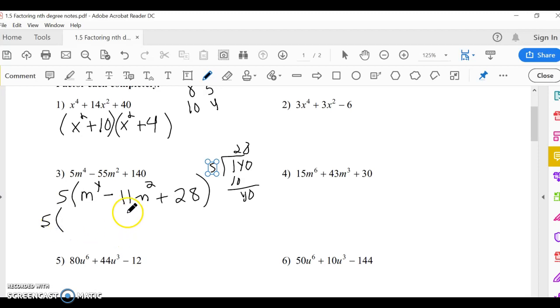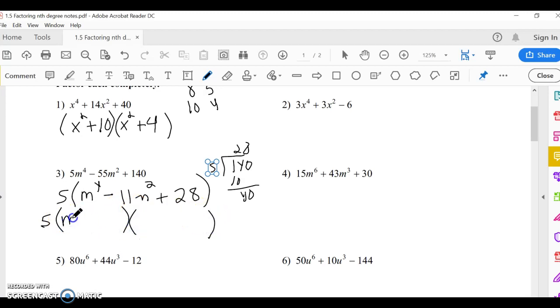The product represents the final answer. So that trinomial that you started with, 5m to the 4th minus 55m squared plus 140, your final answer would have to multiply out and distribute, etc., and get that answer. So you have to keep that 5 in front. So then we're back to start.